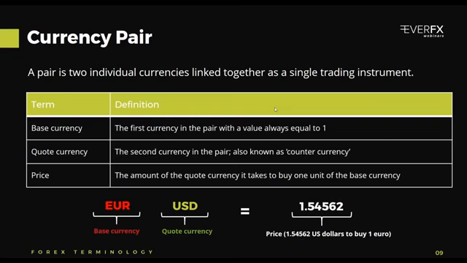Now, the quote currency, the second currency in the pair, is also known as the counter currency. It's the amount of the quote currency it takes to buy 1 unit of the base currency. That's usually the price. Say, for example, a person asks, what's the price on euro US dollar? He's essentially asking, what is the quote price? In the example we have here, it's 1.54562 US dollars to get 1 euro.